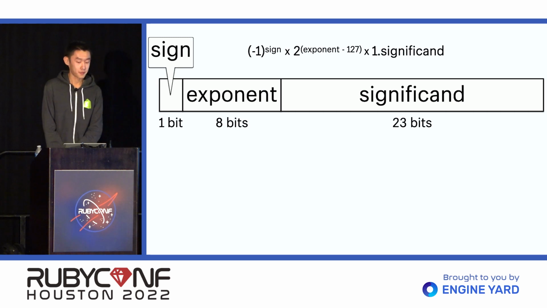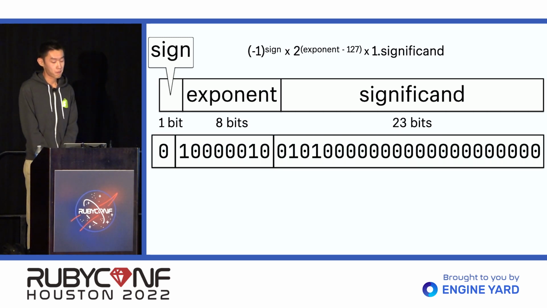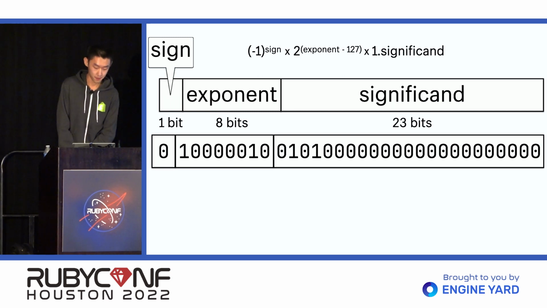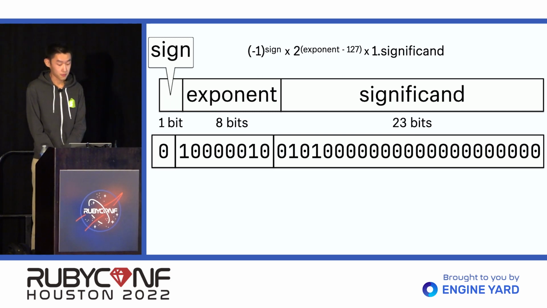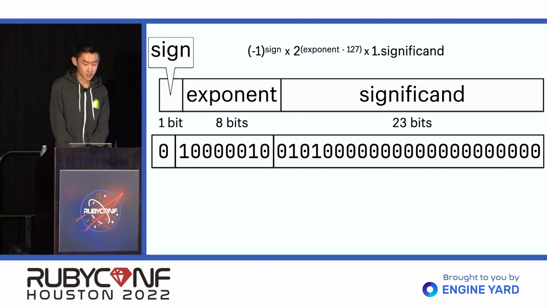Let's see an example of a floating point number. Let's try converting this floating point number, which is in binary, into a decimal number. We see that the sign is 0, meaning that this is a positive number. Now let's convert the exponent into a decimal number.